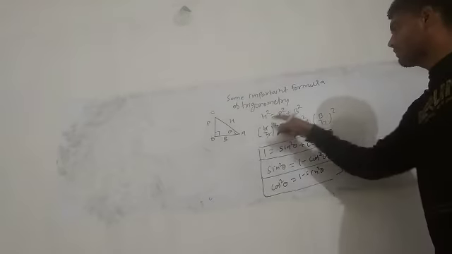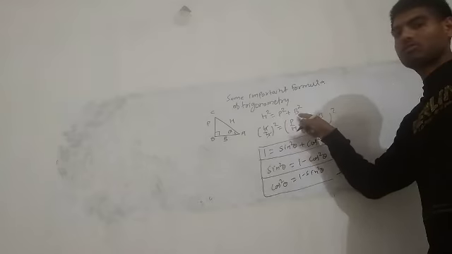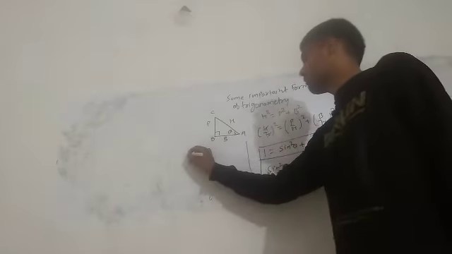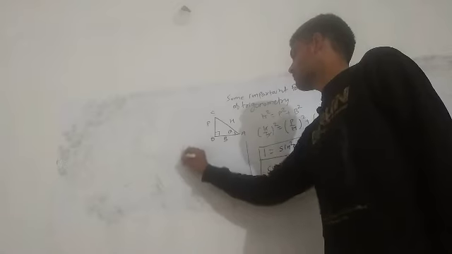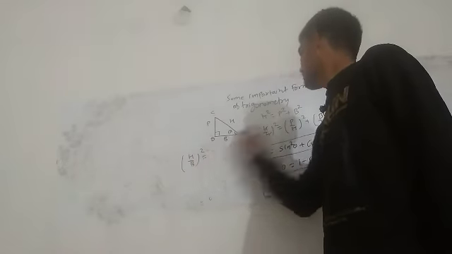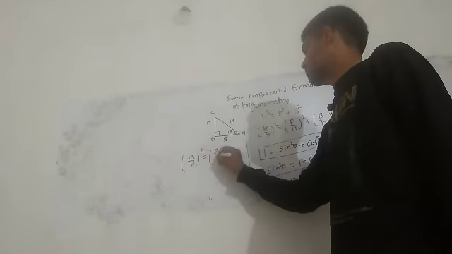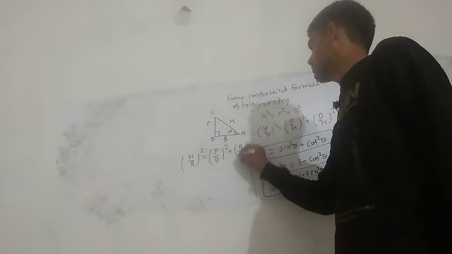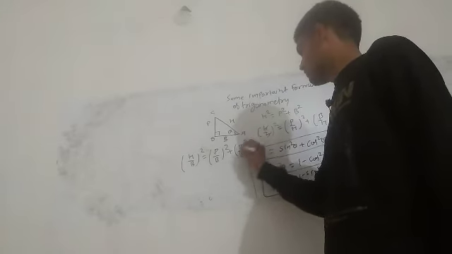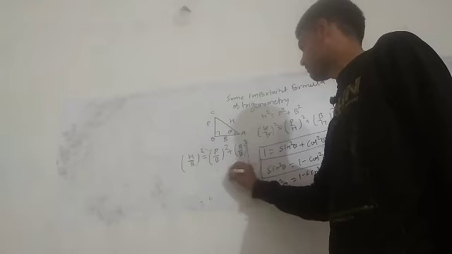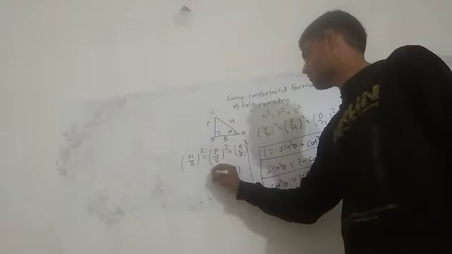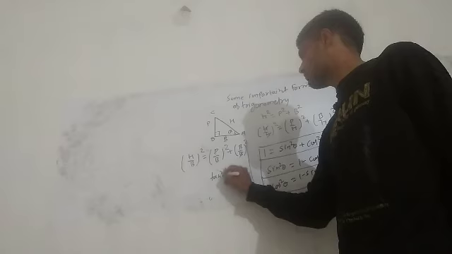Next, we divide both sides by base square. So hypotenuse upon base square, and perpendicular upon base square, and base upon base square. So this one is 1, and the square of 1 is 1. And perpendicular upon base is what? Tan theta. So tan square theta will come.